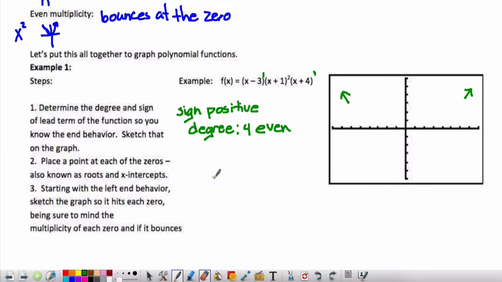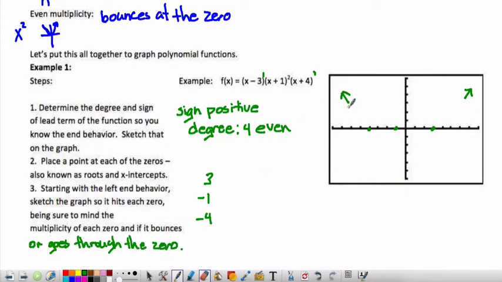Well, I have a 0 at 3, I have a 0 at -1, and I have a 0 at -4. So I'm going to go ahead and place points there, at 3, -1, and -4. And then, starting with the left, sketch the graph as it hits each 0, being sure to mind the multiplicity of each 0, and if it bounces or goes through the 0.